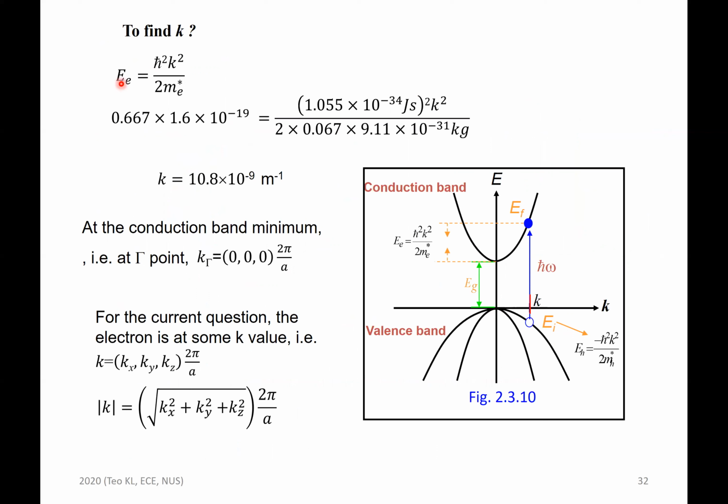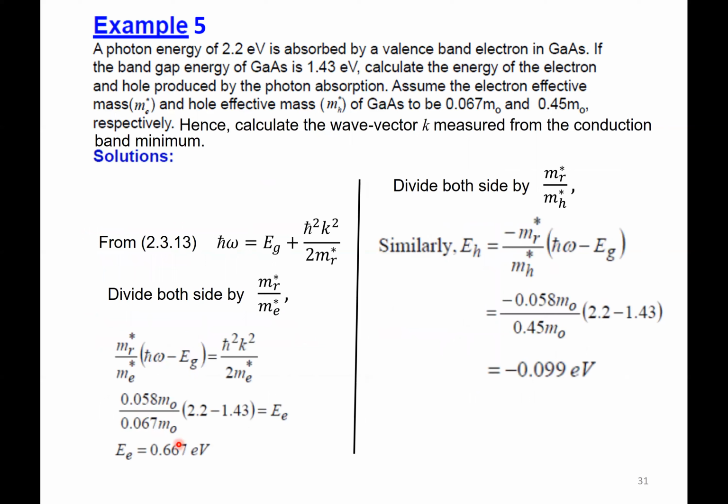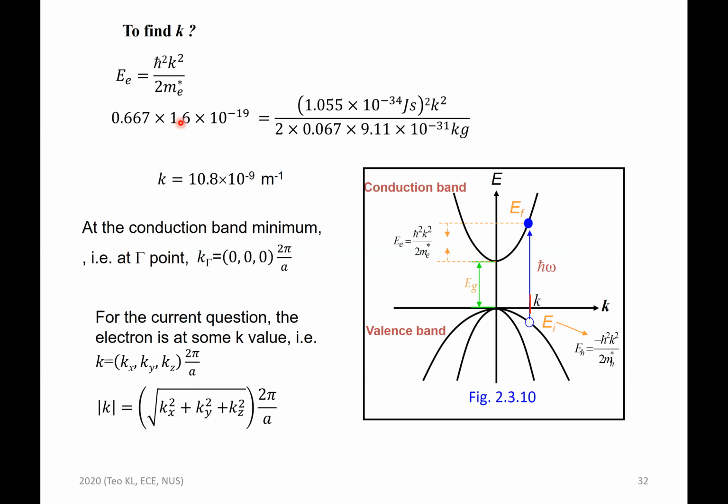Actually, if we already calculated the electron energy to be ħ²k² over 2mₑ*, the electron energy is 0.667 eV. You multiply by 1.6 times 10 to the power minus 19 to convert it to joules. ħ is h over 2π, Planck constant divided by 2π. You'll get a value of 1.055 times 10 to the power minus 34 joule seconds. So all in SI units.